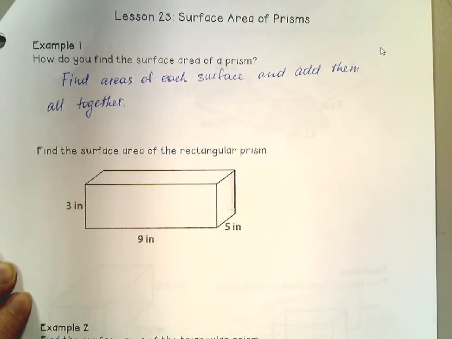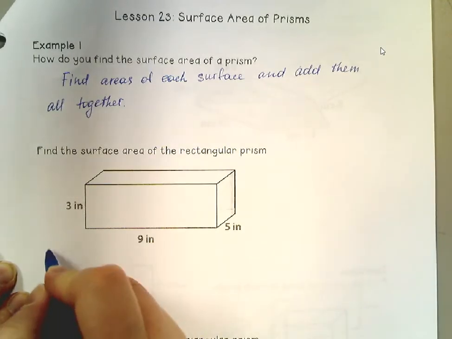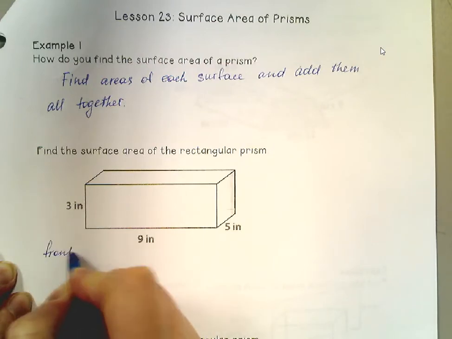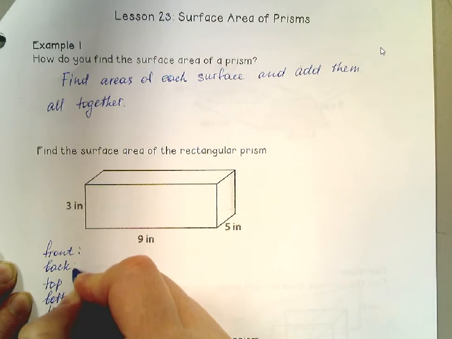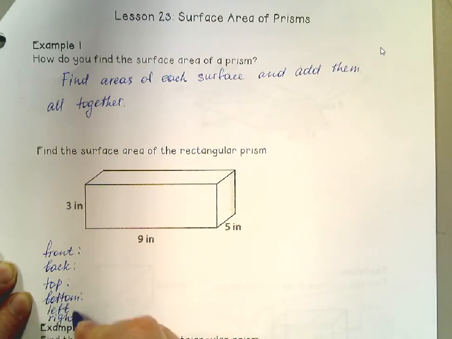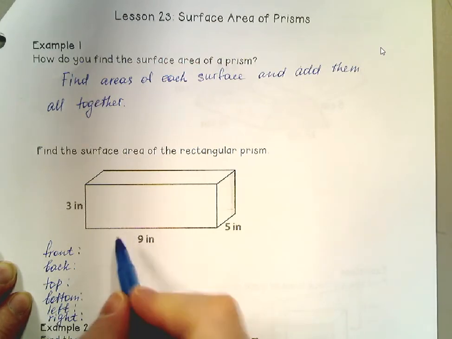We have 6 faces in the rectangular prism. We have front, back, top, bottom, left, and right sides. Okay, so we'll need to find the areas of each of these sides, each of the faces. They're called faces.